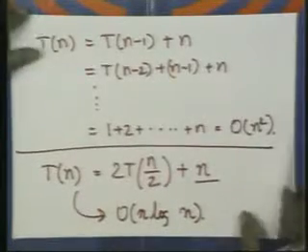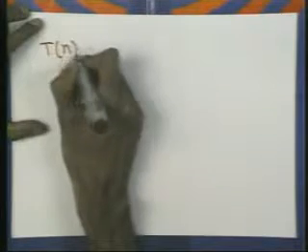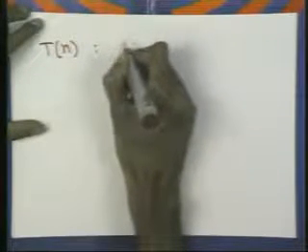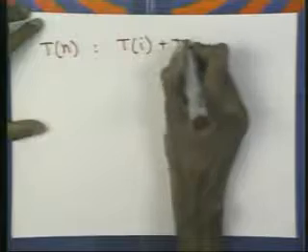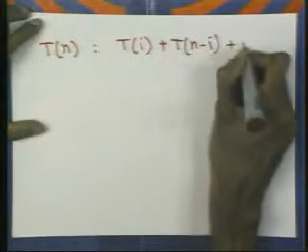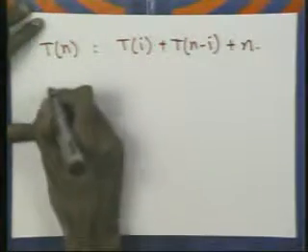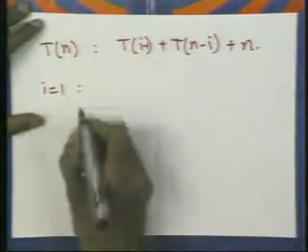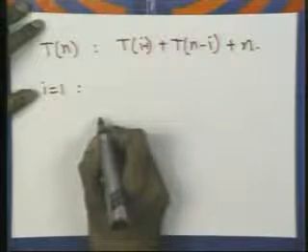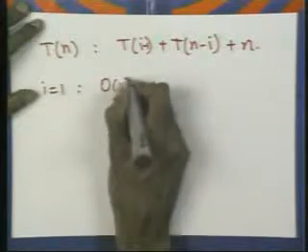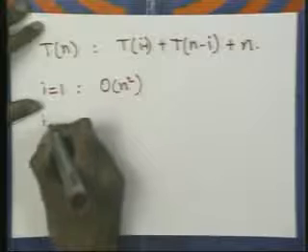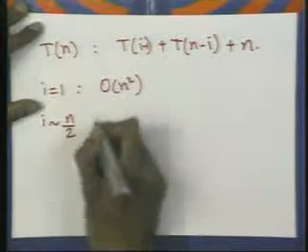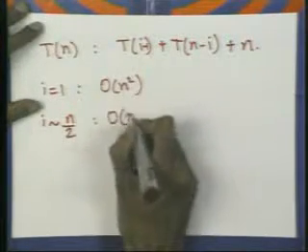Right. So let's write all this on one slide and look at it. I started out with Tn equals Ti plus T(n minus i) plus n. Now if i equals 1, there is i minus 1 here. If i is 1, then I get order n squared. If i is roughly n by 2, then I get order n log n.